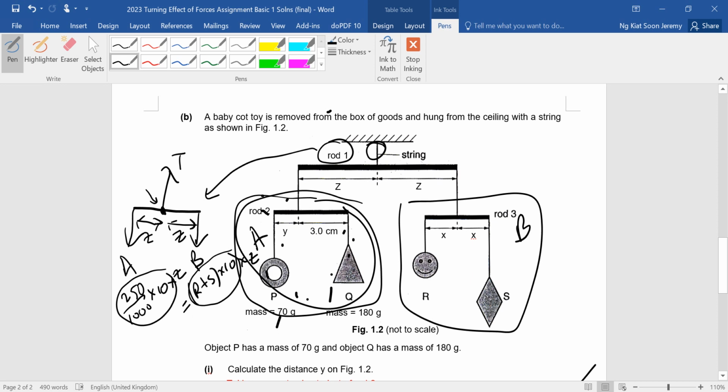So you can see clearly Z cancels out, the 10 cancels out, and it's just 250 over 1000, which is 0.25, equal to R plus S. And because R and S are the same distance away in this system, they must have the same mass. So actually I can call this 2R. 0.25 equals 2R, so R is actually 0.125 kg.